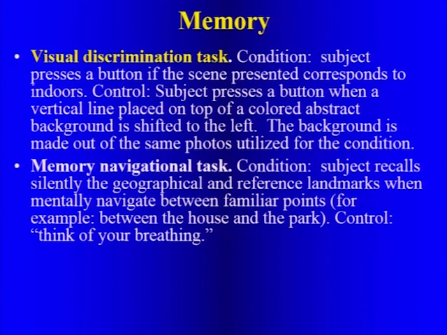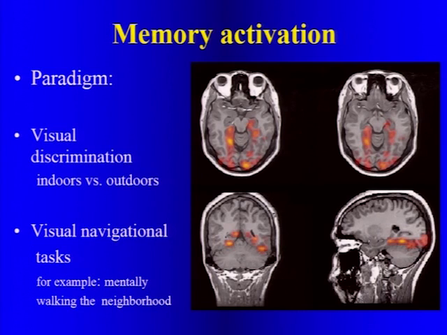We've tried navigation tasks where the child will recall trying to get, say, from home to school. I don't know about Miami, but it doesn't seem to work nearly as well. And some of what we get are these activations in the parahippocampal region you can see here. And it's usually bilateral, but usually more on one side versus the other. And there have been publications about this.